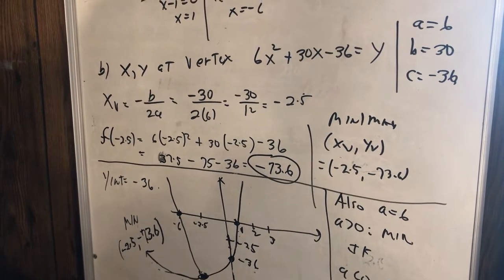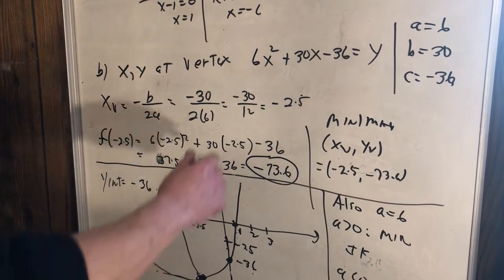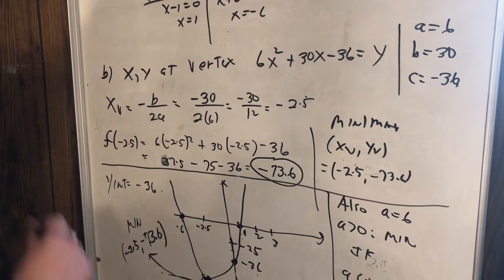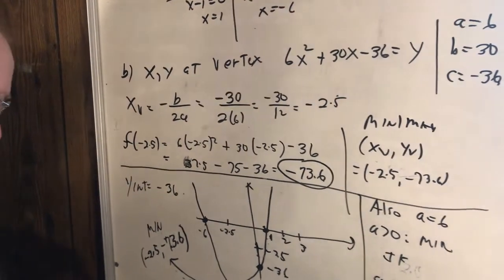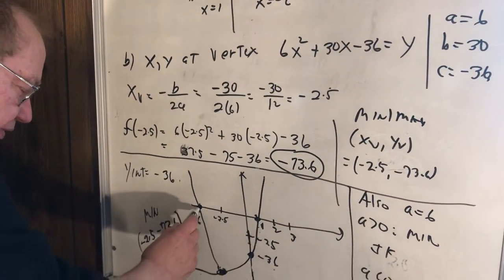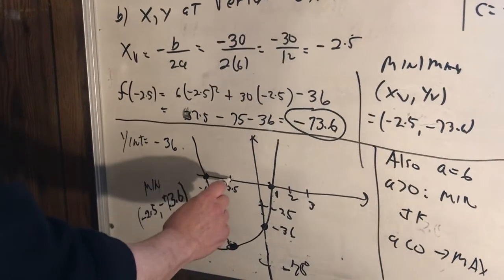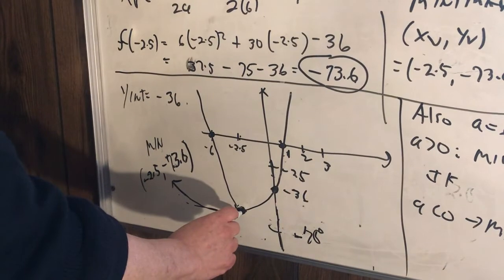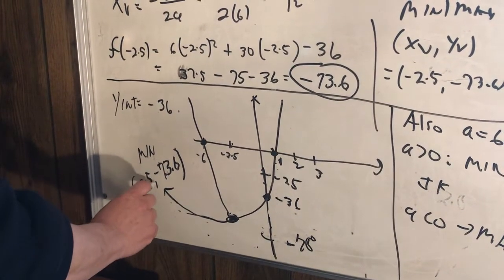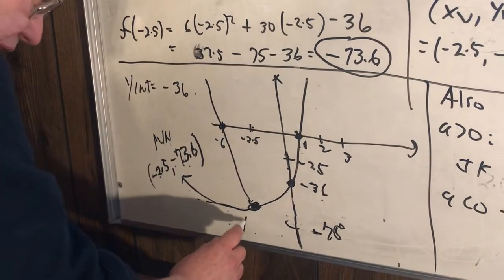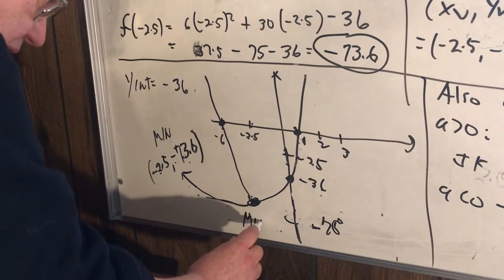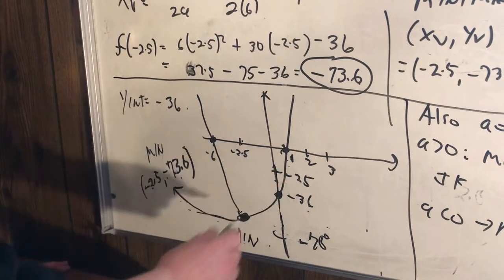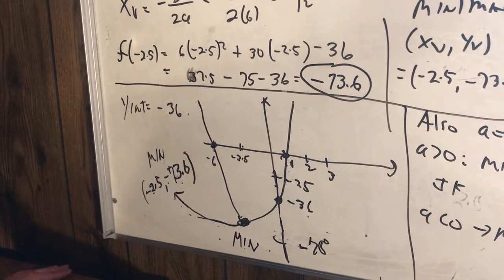Okay, now we want to draw this out. Well, the y-intercept, if you look at it over here, is minus 36. So let's draw all this out. I have x equals 1 and x equals minus 6 as the roots. XV is minus 2.5, and down here is minus 73.5, which is a minimum point. And the y-intercept is minus 36, which goes through here. And this is your graph.